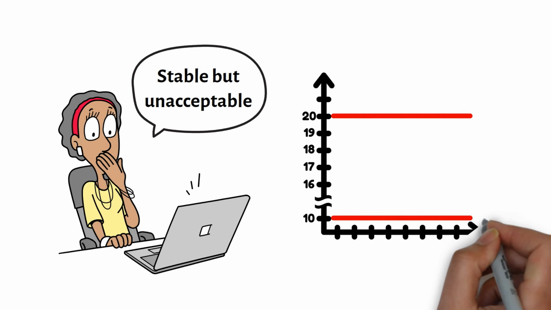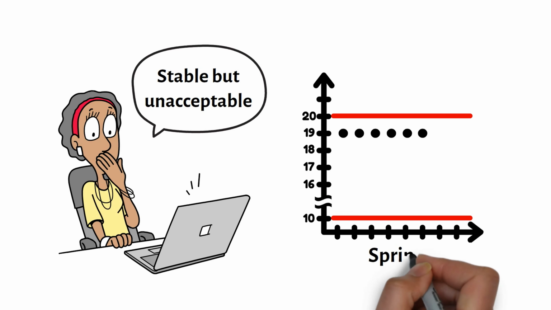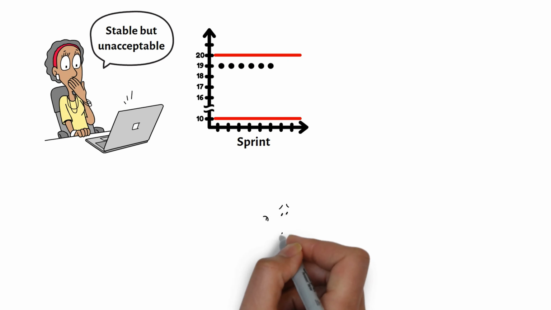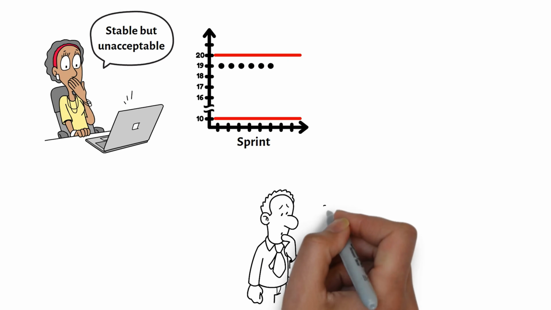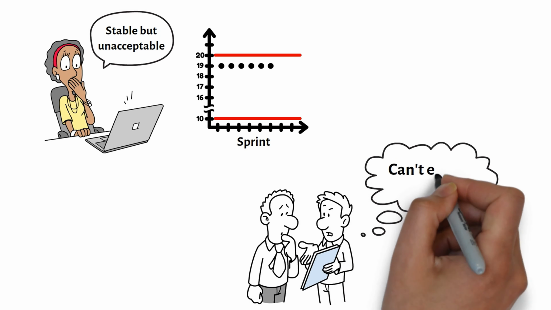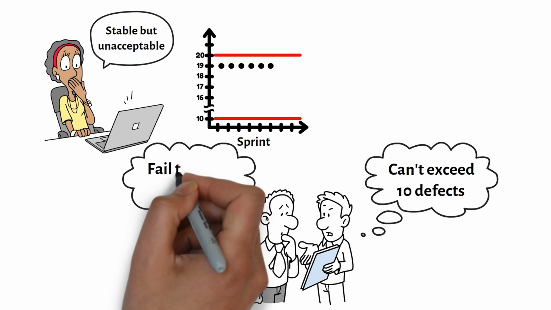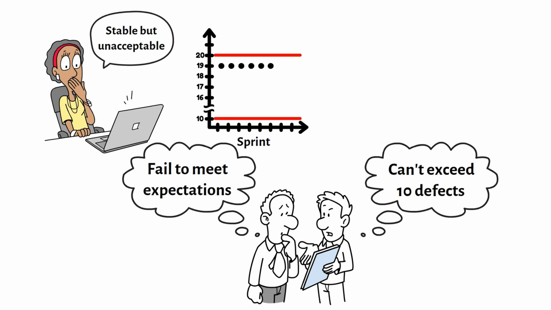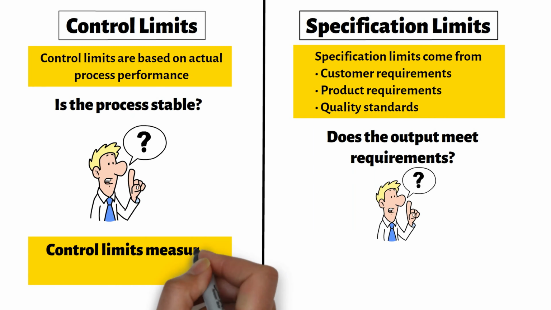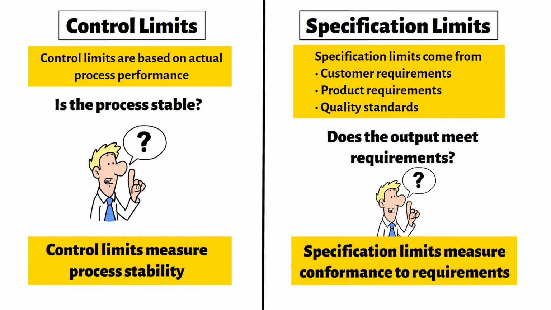Imagine our defect process consistently produces 19 defects every sprint. Those results are extremely consistent and remain within the control limits. The process is stable. However, suppose management has established a quality requirement that no sprint should exceed 10 defects. In that case, the process is stable but still failing to meet expectations. Control limits measure process stability. Specification limits measure conformance to requirements.